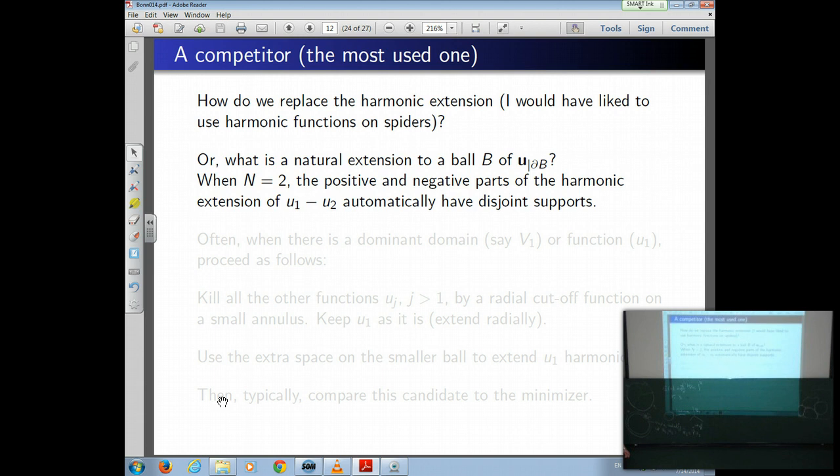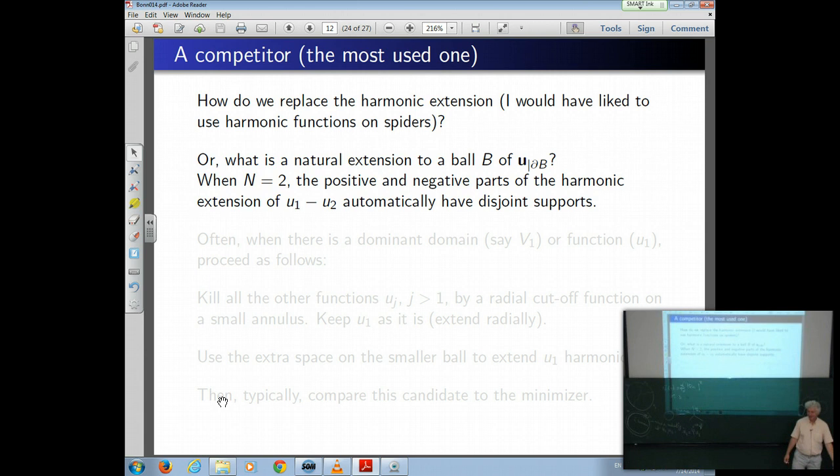You do it on the thin annulus. So if these functions U2 and U3 are small enough, you can cut them. It costs you something, but it's not so bad. And now we're left with a situation where you have just one function living. We could have been allowed a second one, but it doesn't matter. And we just extend harmonically here. Looks stupid, but it's the main missing truth.